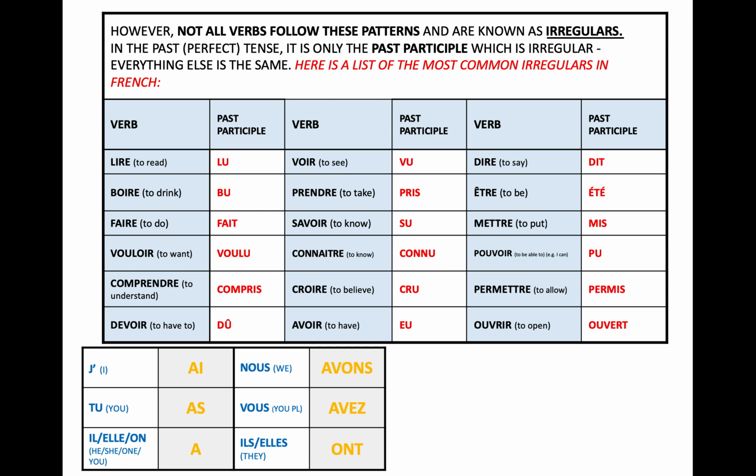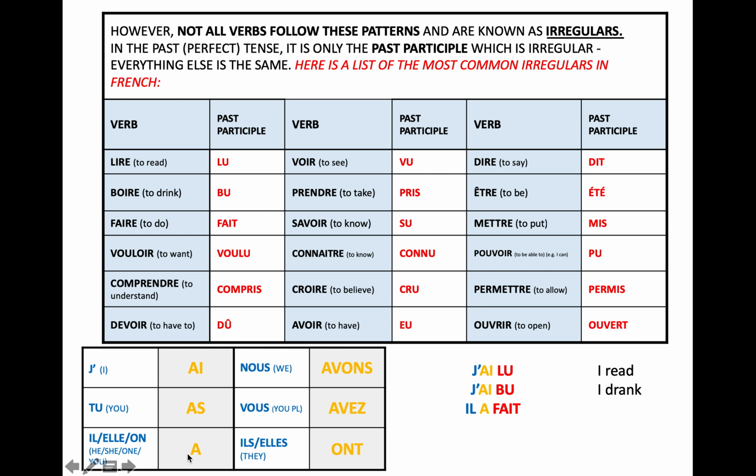If we took off the RE and added a U, liu, that would sound a bit weird. It would look a bit weird in French. So what they do is they change it to lu. So you put it together, j'ai lu, and it means I read. We do the same with drink, boire. We can't just take off the RE and add an ending. It actually changes fully to bu. J'ai bu. I drank.